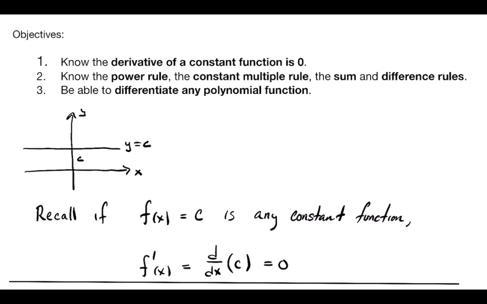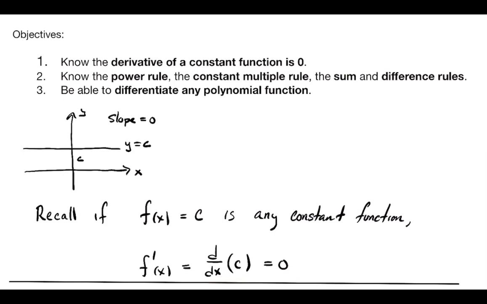So if you just write it as an equation, y equals C is a horizontal line. And that horizontal line has slope 0. At every point, the slope is 0 on that line. So that's one way to see why this is true. The derivative of a constant function is 0 because the slopes are always 0.